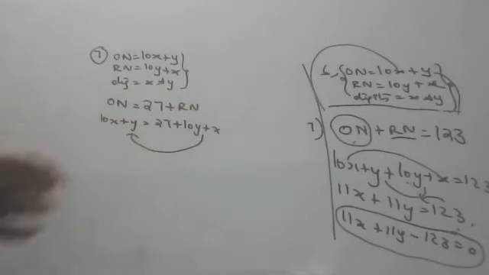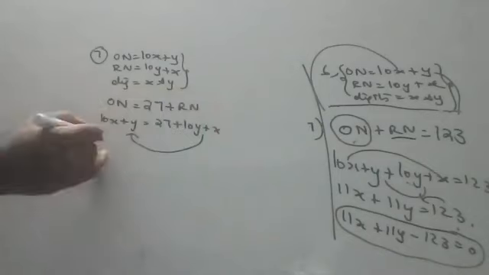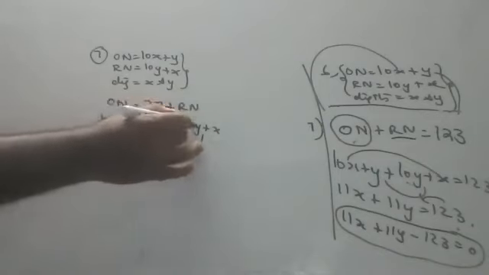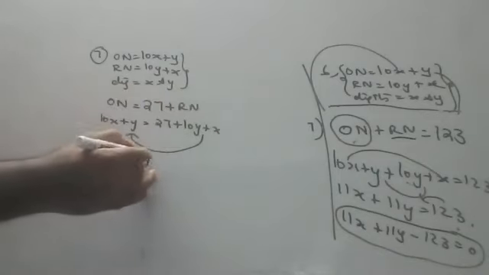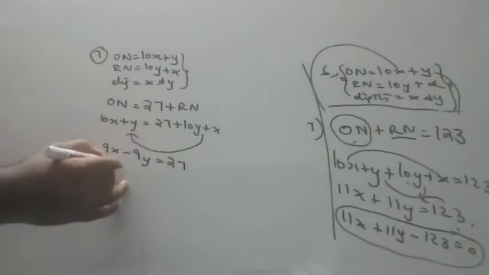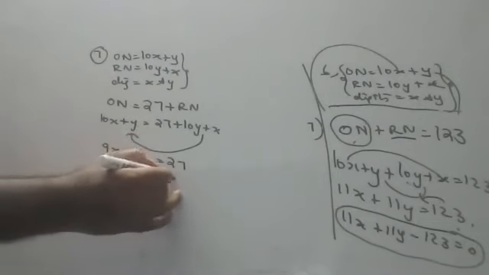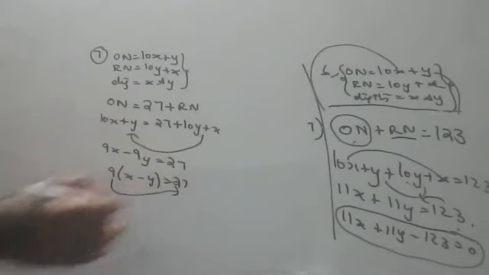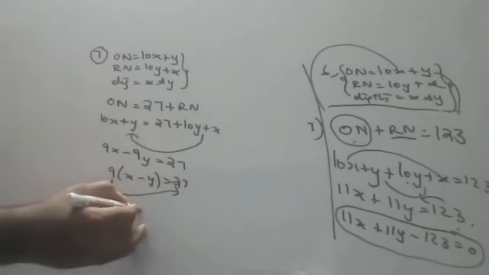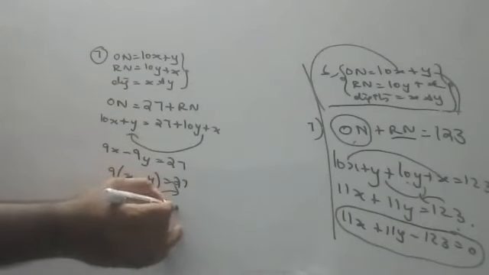Okay, bring this here, children. 10x minus x is how much, children? 9x. y minus 10y is how much? Minus 9y is equal to 27. Take 9 common, children. x minus y is equal to 27. 9 goes down, because into means here division. x minus y is equal to 27 by 9, which is 3.